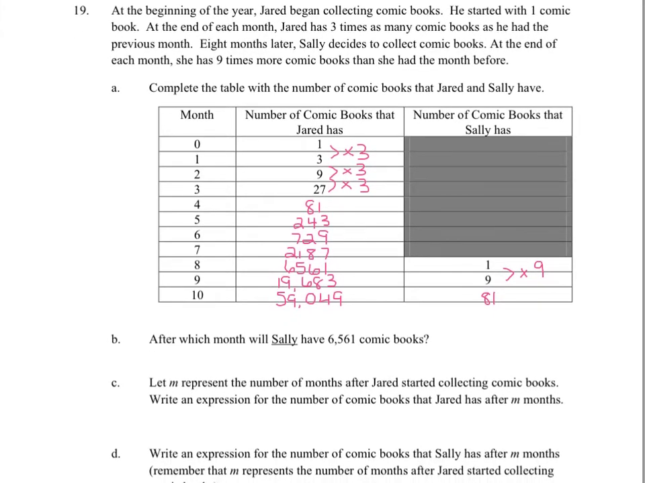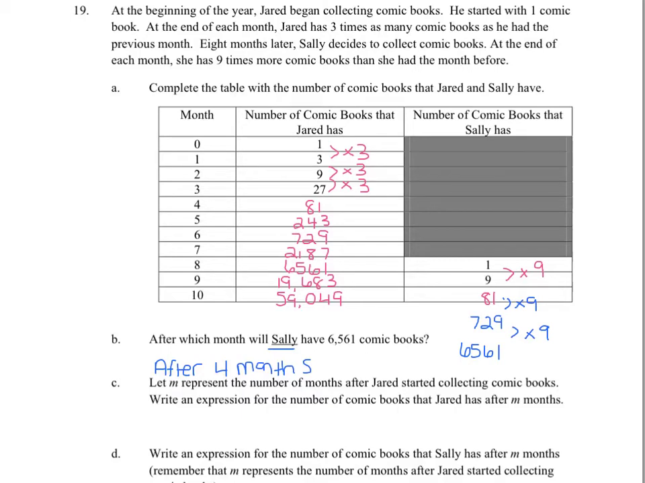After which month will Sally, so they've underlined it, that's a key because we're talking about Sally, which is right here. So after which month will Sally have 6,561 comic books? One way to do this is you can set up an equation and solve. But honestly, I'm just going to continue my table. So I've got times 9. 81 times 9 is 729. And 729 times 9 is 6,561.